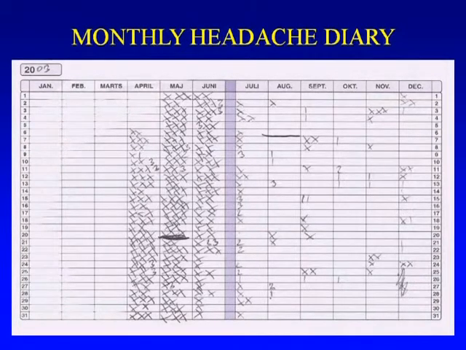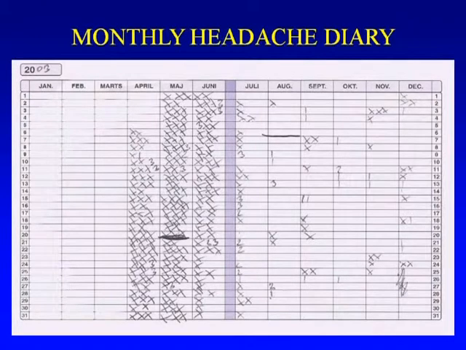So the numbers count for migraine. Level 3 is a severe migraine, 2 is a moderate migraine, and 1 is mild. And crosses are for tension-type headache: 3 for severe, 2 for moderate, and 1 for mild. You can see here a patient comes to the Danish Headache Center in the beginning of April. Then he gets the monthly diary in order to make the diagnosis.